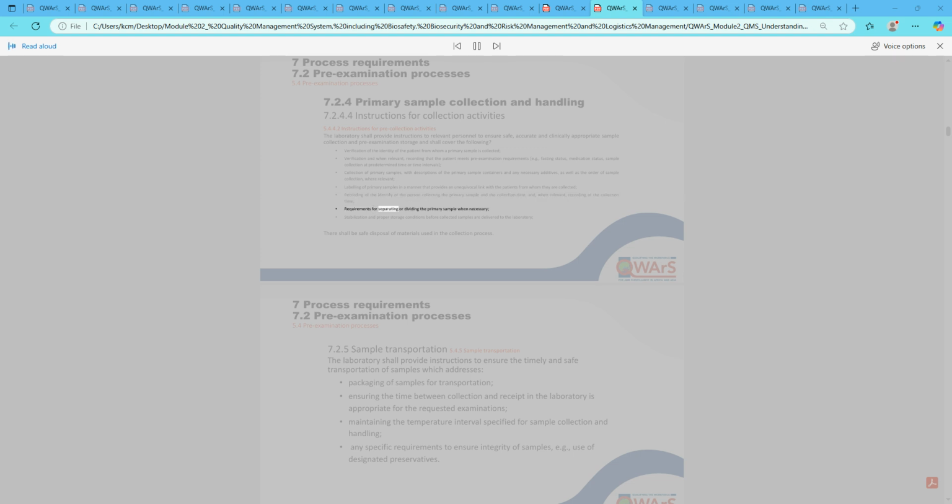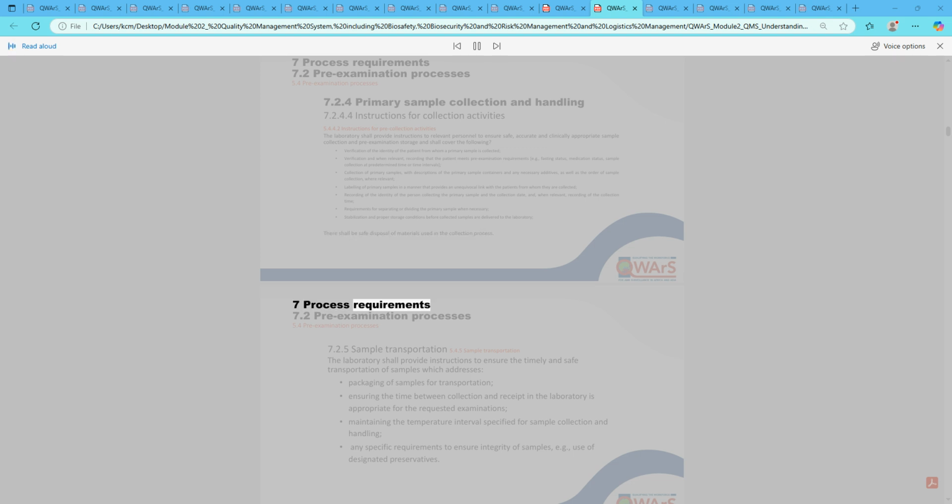Requirements for separating or dividing the primary sample when necessary; stabilization and proper storage conditions before collected samples are delivered to the laboratory. There shall be safe disposal of materials used in the collection process.